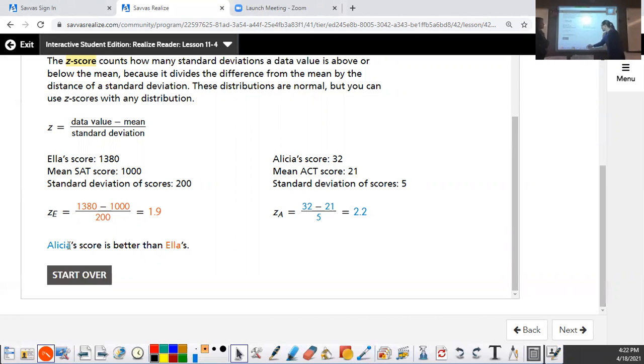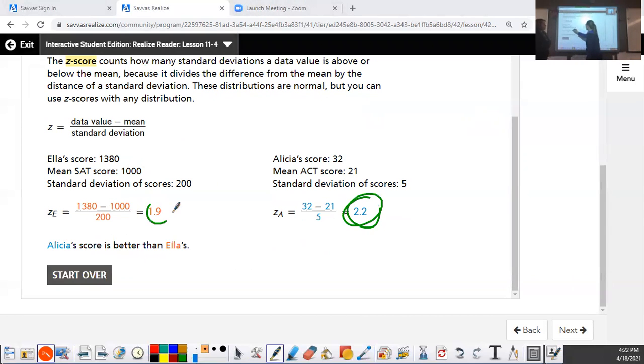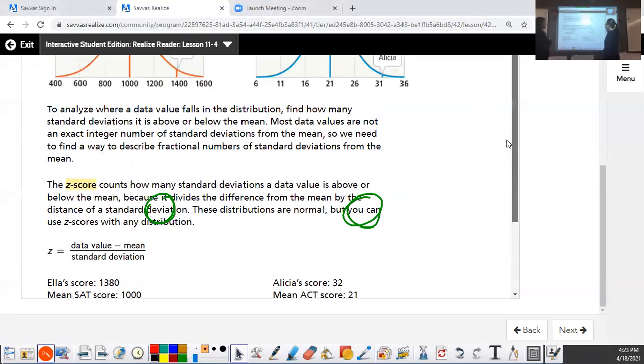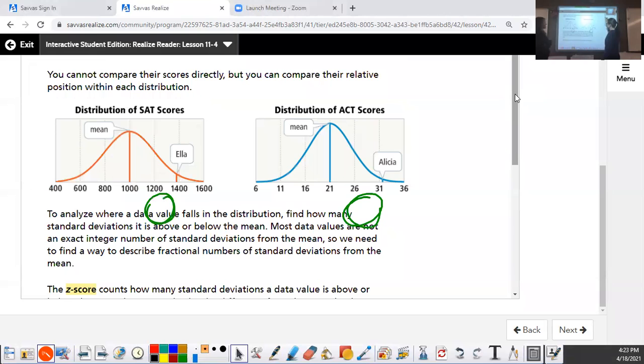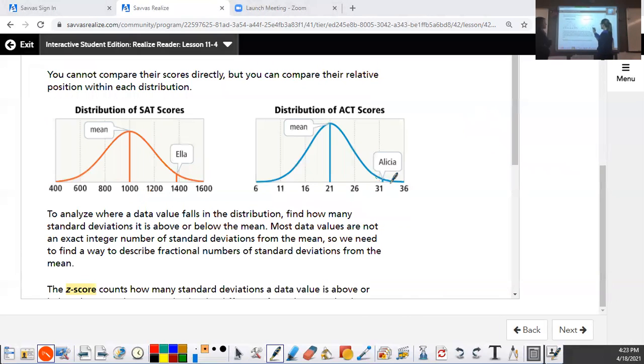Like we said, make sure to answer the question at the end also. Looking at that and then looking back up at the graph, we can see that she's just a little bit under that second standard deviation. That was 1.9. That was her z-score. And right here, Alicia was 2.2. That was her z-score.